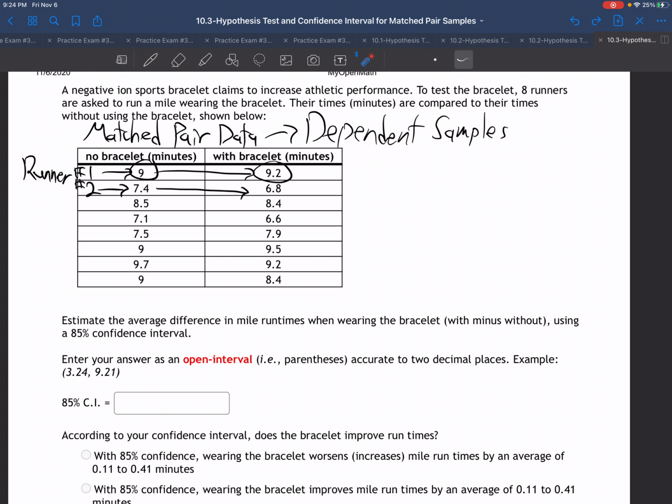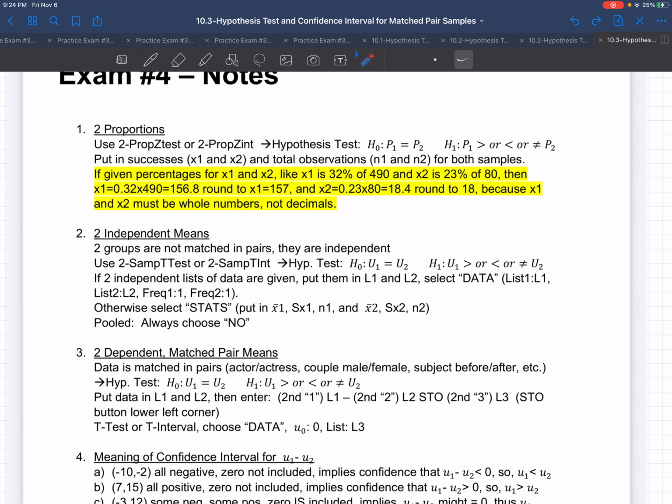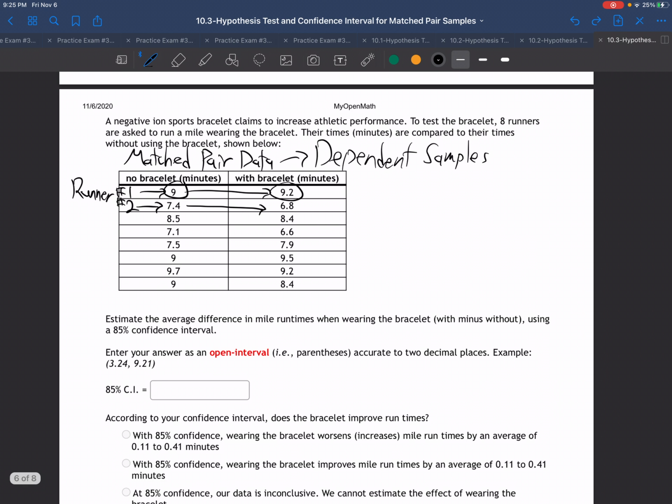Okay, so how do we handle that? Well, if you look at the notes here, not independent means, they're not 2 independent. It's not proportions. It's 2 dependent matched pair means. That's where we're at. Data is matched in pairs: actor, actress, couple, male, female, subject before, after, etc. What do we do? Well, we're not doing a hypothesis test. You first got to put the data in L1 and L2. So let's do that.